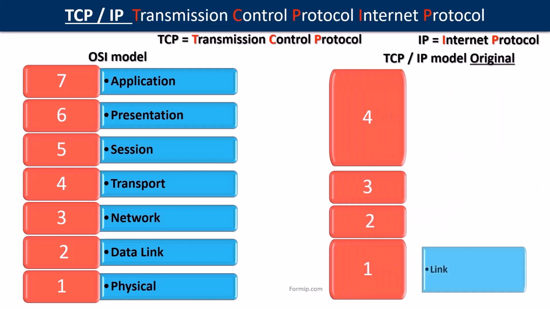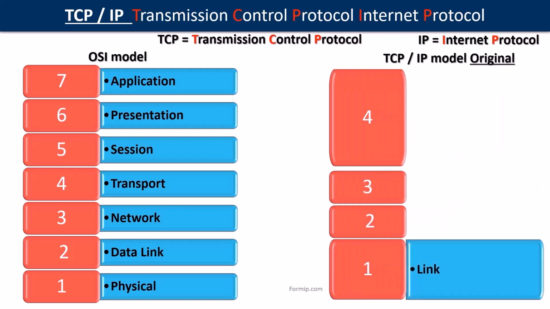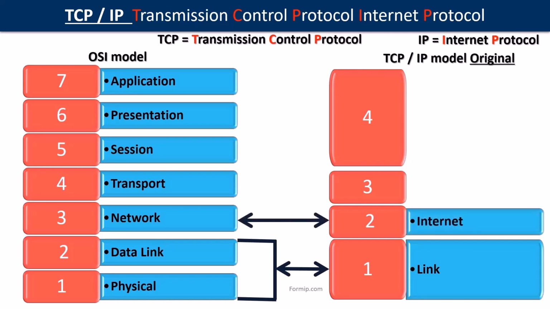There's the first layer, which is called link. This is also called the network access layer. This corresponds to the physical and data layers of the OSI model. Layer 2 is the internet layer. It corresponds to layer 3 of the OSI model. It allows data to be routed from the sources to the destination. This is the layer where IP works. We'll talk more about this later.